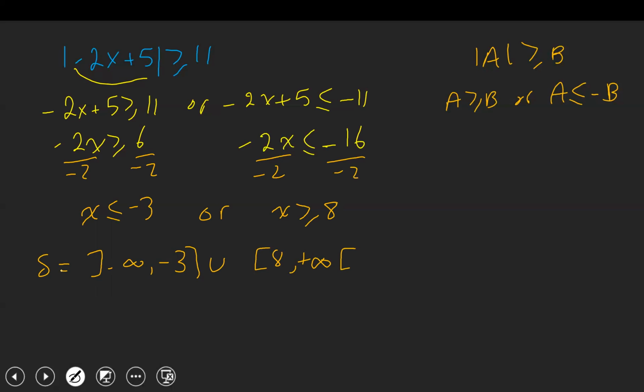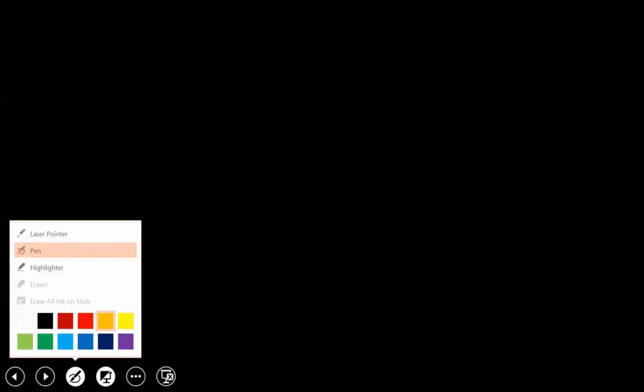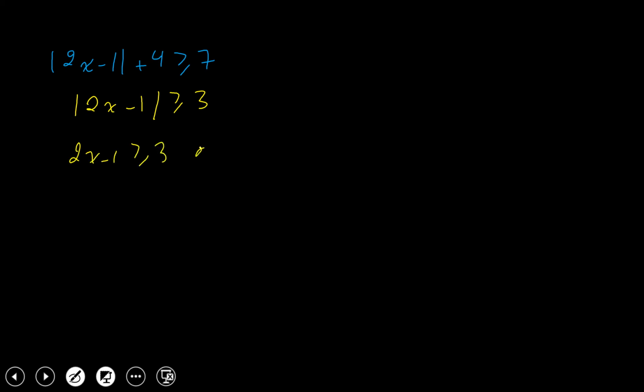What else? Absolute value of 2x minus 1 plus 4 greater than or equal to 7. يلا سوا. Absolute 2x minus 1, 7 minus 4 is 3. Now we apply the same rule. 2x minus 1 greater than or equal to 3 or 2x minus 1 less than or equal to the negative of 3.